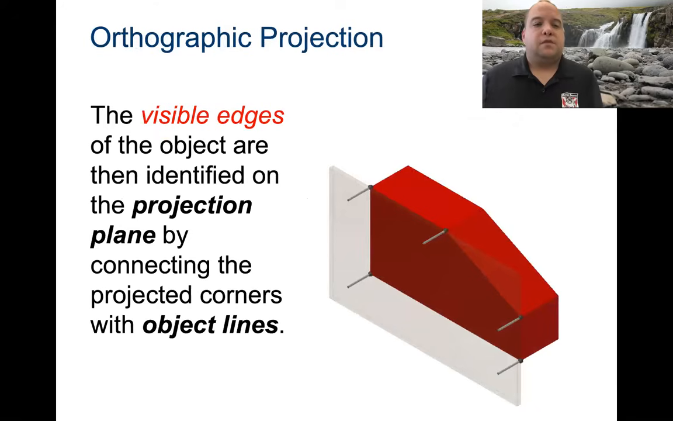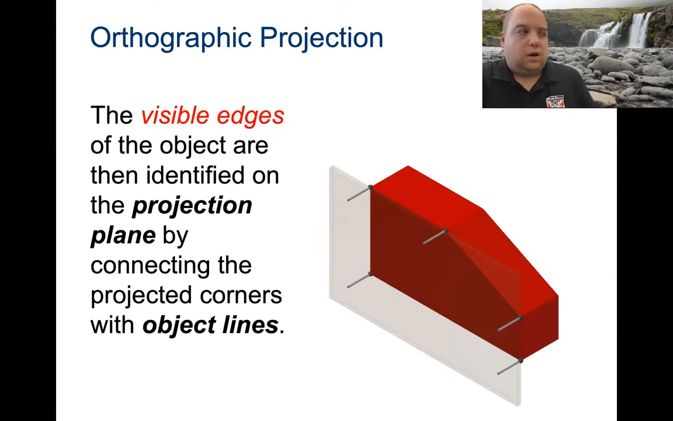All right. The visible edges of the object are then identified on the projection plane by connecting the projected corners with object lines. All right. So what is an object line? An object line is what you use last. Okay. So you guys have been using object lines and you don't realize it.